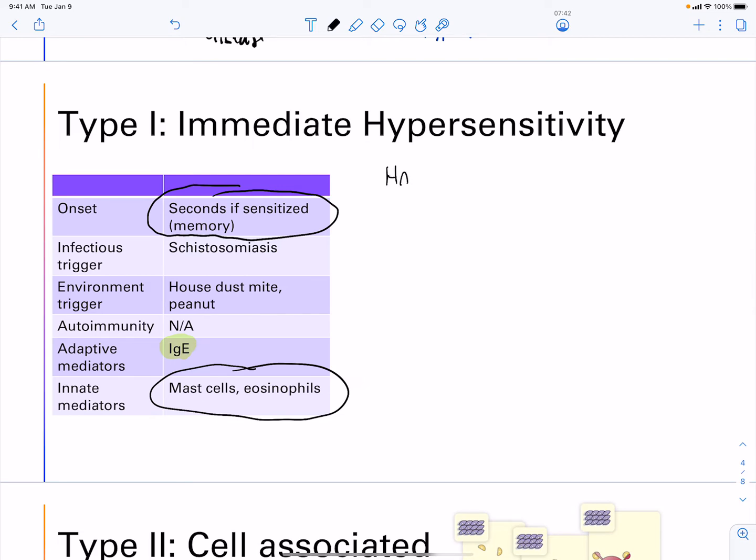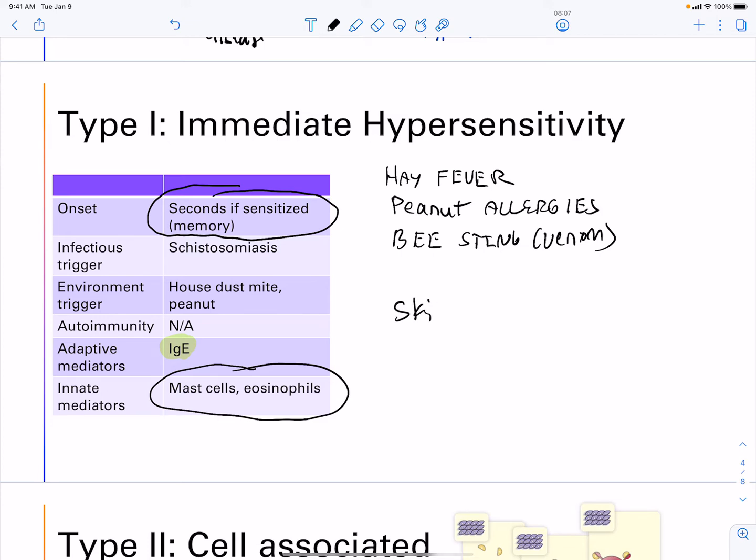Some examples are hay fever. We have peanut allergies. We have a bee sting, venom. And you can do a skin prick test to see what allergen you're sensitive to. It can be seasonal. Some schistosomas can have an infectious trigger to this. Environment, of course, are our typical allergens. And IgE does not mediate an autoimmune response.